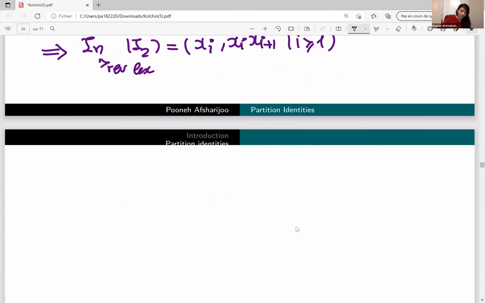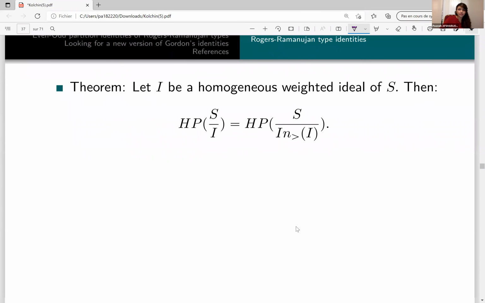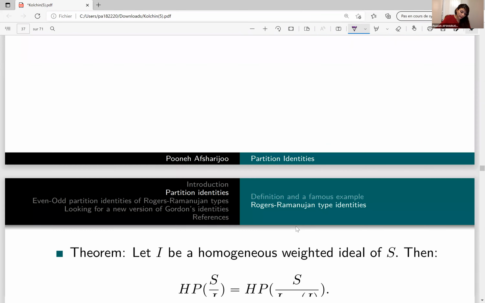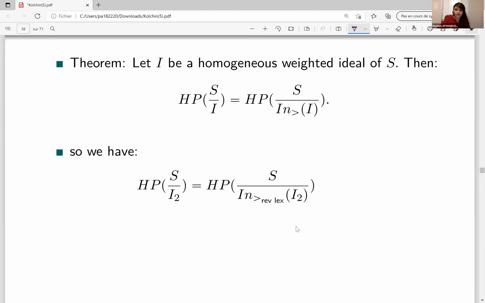Then we used an important theorem which says that if I is a homogeneous weighted ideal of S, then its Hilbert-Poincaré series is equal to the Hilbert-Poincaré series of its initial ideal with respect to any monomial ordering. We applied it to I_2 and the reverse lexicographical monomial ordering, and we have this equality.